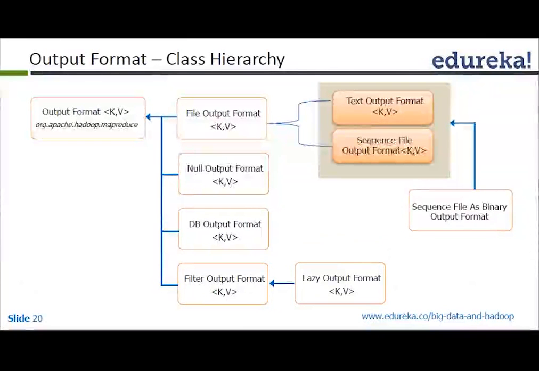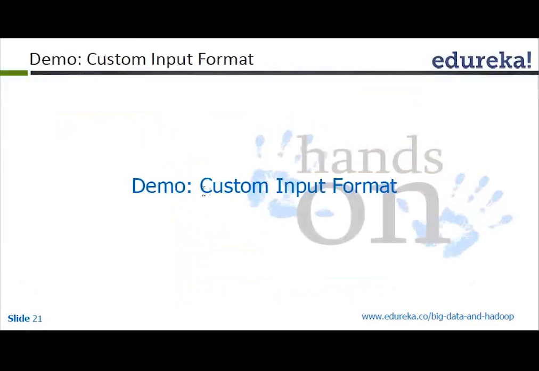So similar to the input format, there is an output format. By default, it is going to be the text output format. You can have a DB output format. You can have a sequence file as a binary output format. You can have a null output format, which means nothing is going to come out of the reducer. So there are various output formats, with a class hierarchy also.